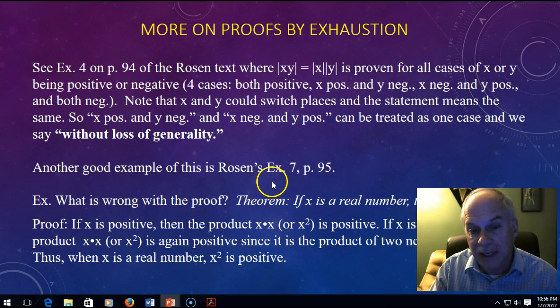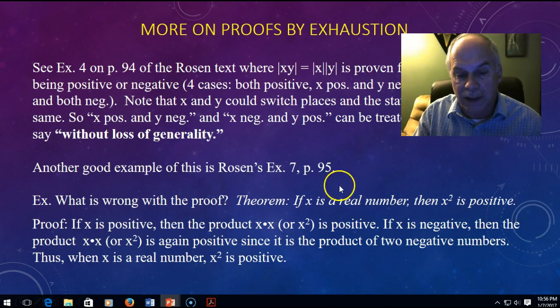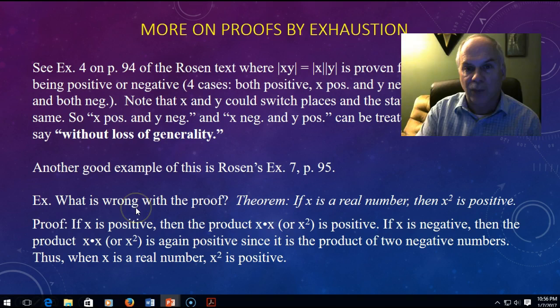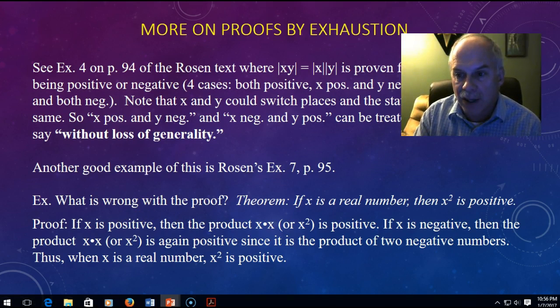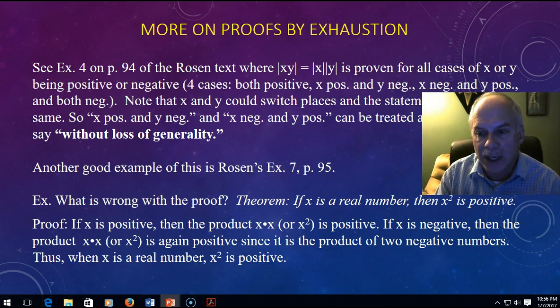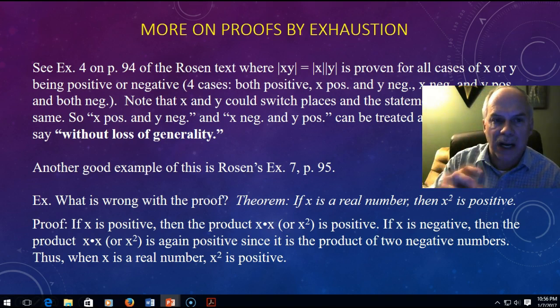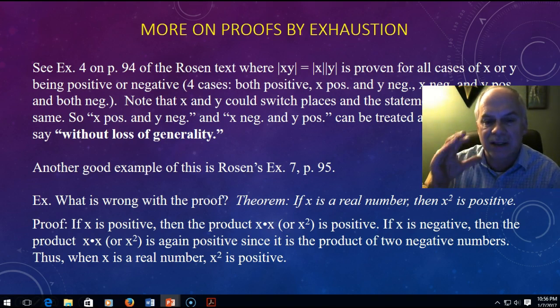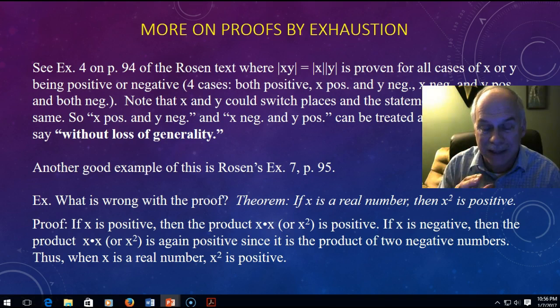So another good example of the without loss of generality aspect is Rosen's example 7 on page 95. Now let's look at a proof where there's an error, and the error comes when we don't try all the possible cases that exist. We're missing a case. See if you can tell what case is missing.